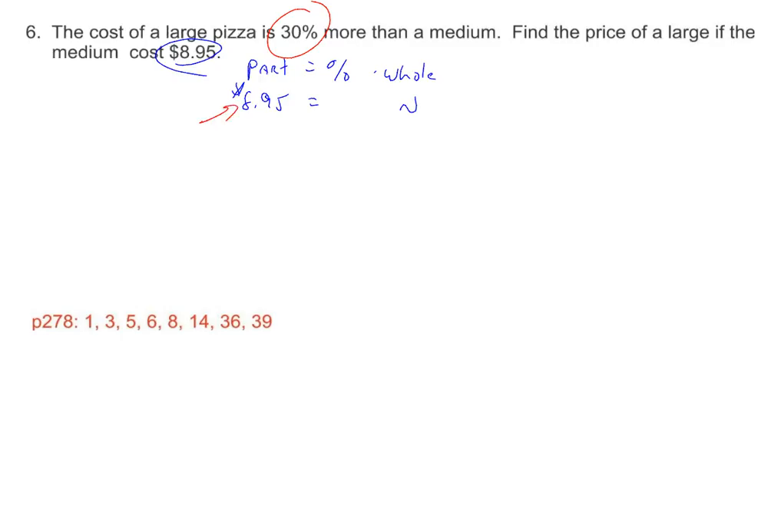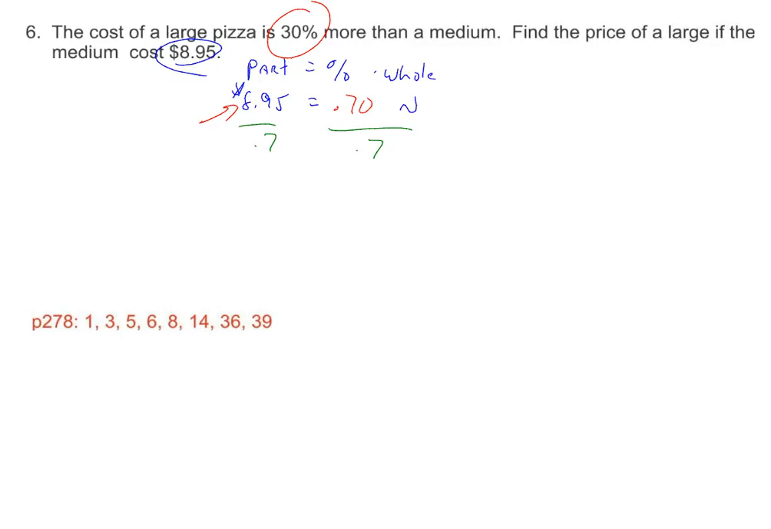So if a large is 30% more than a medium, what percent of a large is a medium? Say it if you know it. If a medium is 30% less than a large, what percent of a large is a medium? 70%. Like I said, this is a tricky problem. And I dare say probably nobody did it that way, but this is the only way to do it.